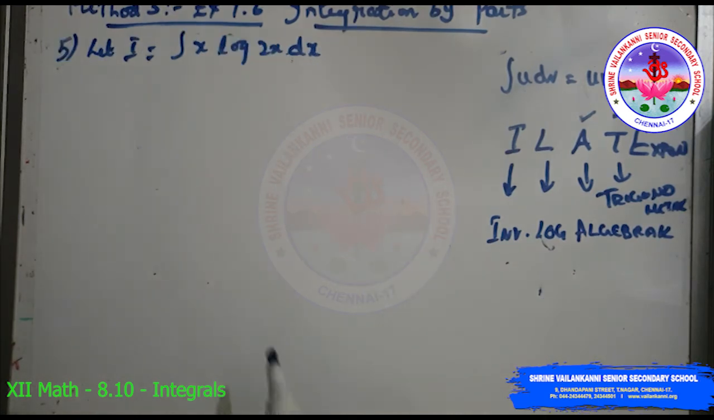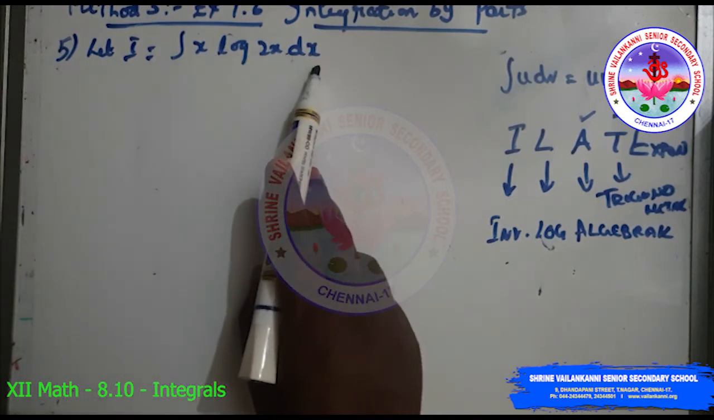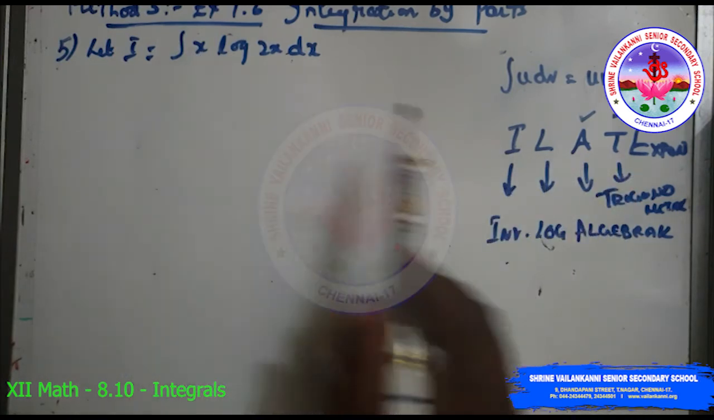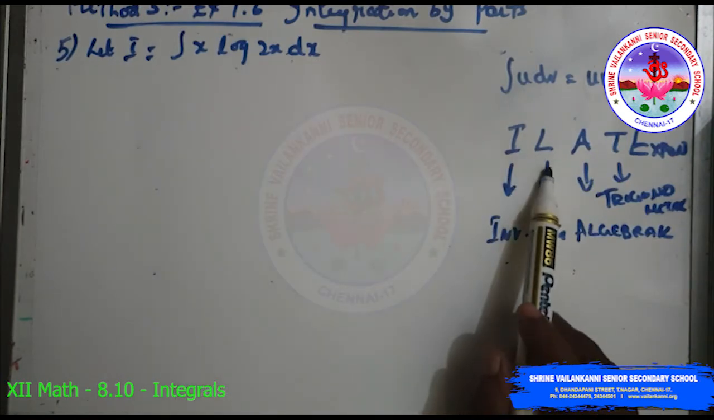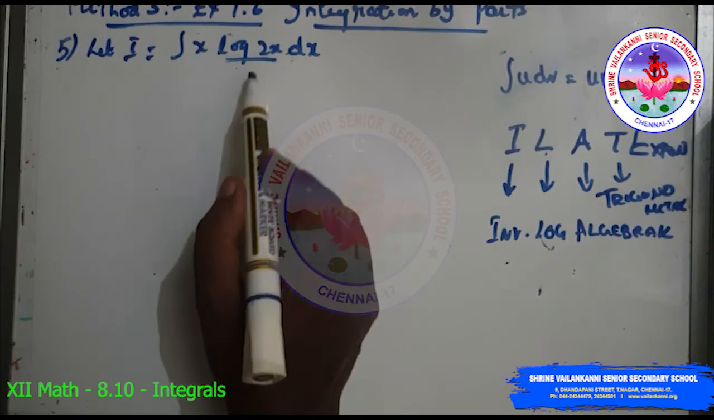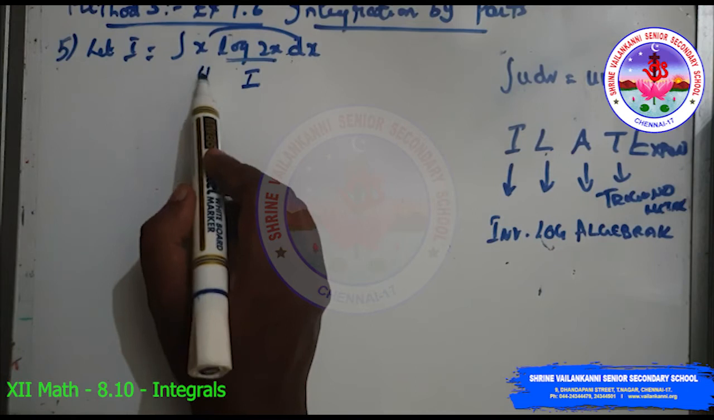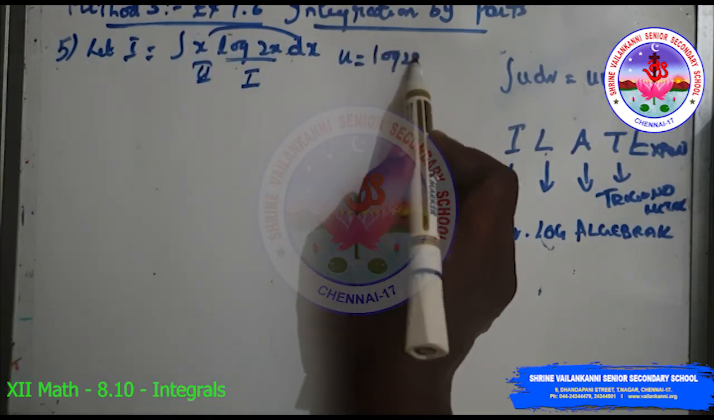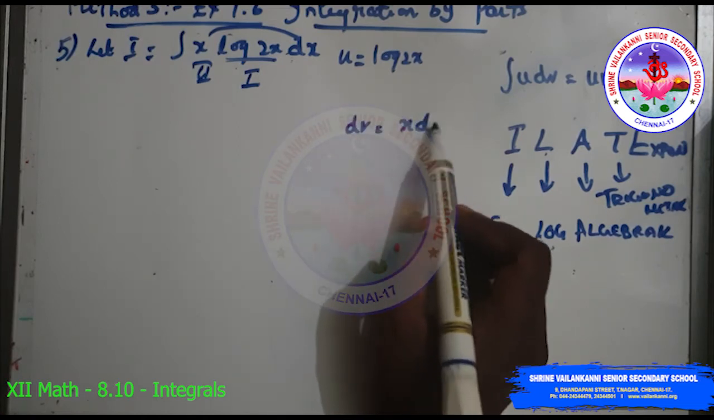Fifth question, let I equal to integral of x into log 2x dx. So using the ILATE method, x is an algebraic function and log is a logarithmic function. Here log comes first, so I'm taking log 2x as the first part and x dx as the second part, that is, u as log 2x and dv as x dx.